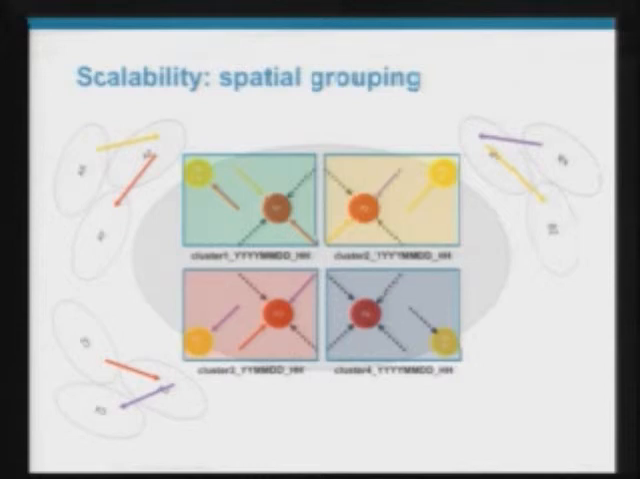Still on the scalability, as you can do some temporal grouping, you can also do spatial grouping. So you have your network and you chop up your network into different SQL tables. What I imagine over here is that, for example, you have regions, what I call here cluster 1, 2, 3, and 4, and you assign that to different SQL tables, and that can be in addition to the temporal grouping. So it's not either or, you can do both of them.